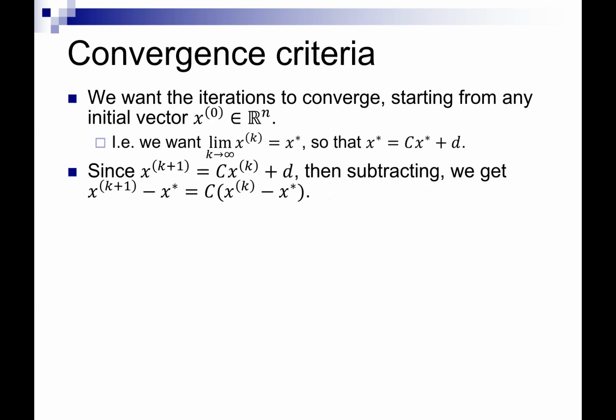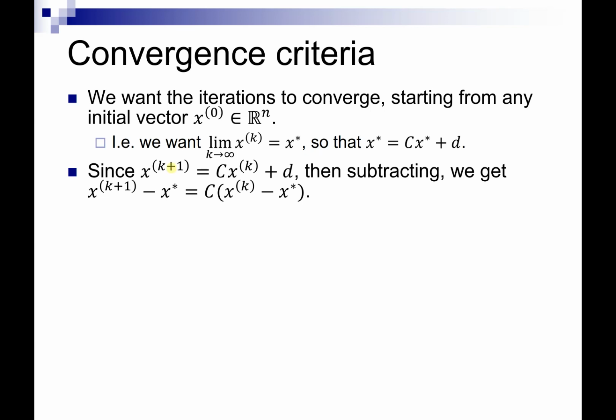Now, these iterations do not converge under all conditions. We need some special situations in order to guarantee that they converge. So what are the criteria that can ensure that these iterations converge?